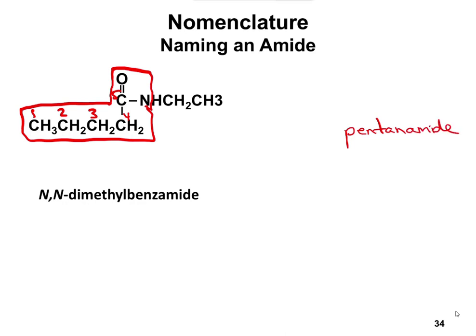All right, and now we still have to account for our substituents. We don't have to name the hydrogen, but we do have to name this CH2CH3 group, which is called an ethyl group. We have to name and number it. Well, what is it attached to? It's not attached to any of those carbons that have a number. Instead, it's attached to the nitrogen. So that's going to be N-ethylpentanamide, which is how you name that top structure.